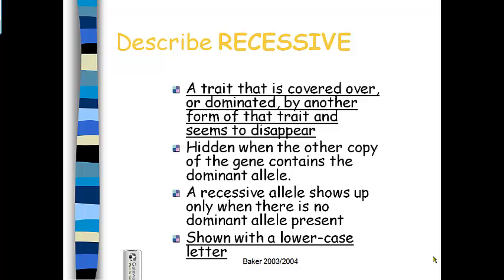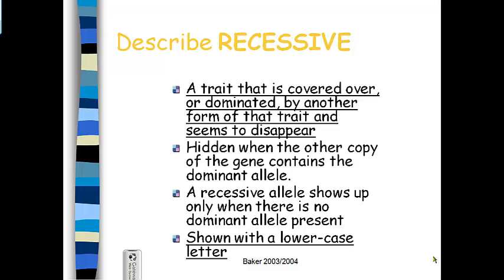Now, genes can be dominant or recessive. If a gene is recessive, what that means is that it will be covered over and you won't be able to see it if there's a dominant gene being passed down with it. Okay? So if you get a dominant gene passed down and a recessive gene passed down, the recessive gene will still be there in the organism, but you won't be able to see it. It will be hidden or covered over by the dominant gene.